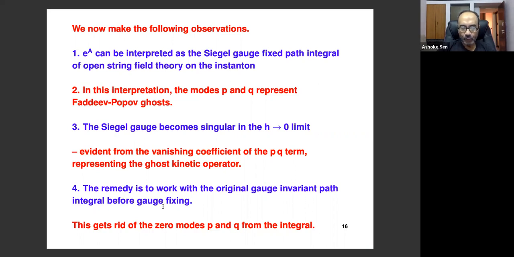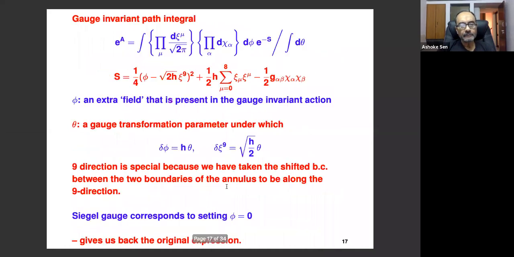And one thing that we will do is to get rid of the zero modes P and Q from the integral, because if we look at the gauge invariant path integral, of course, there are no ghosts. So let me first describe the gauge invariant path integral, and then we'll see how the gauge fixed result comes out. So here is the gauge invariant path integral. Integration of the xi mu's you have already seen, chi alphas you have already seen. The only extra thing here is this mode phi. This mode, in fact, is what is fixed to 0 in the Siegel gauge. So Siegel gauge corresponds to choosing phi equal to 0.